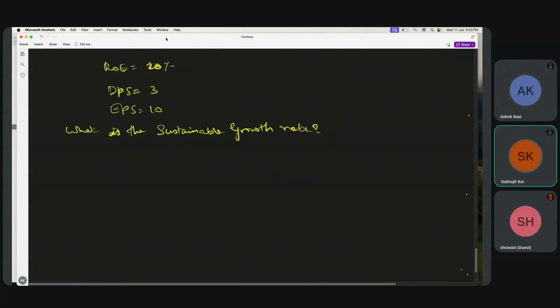So I got dividend payout ratio is 30%. Correct. Then 1 minus 30% is 70. So 70% into 20%, so 0.7 times 0.2, so 0.14. G is 14 percentage. Then it is fine. 14 percentage.